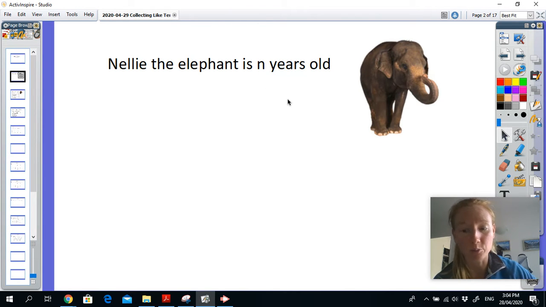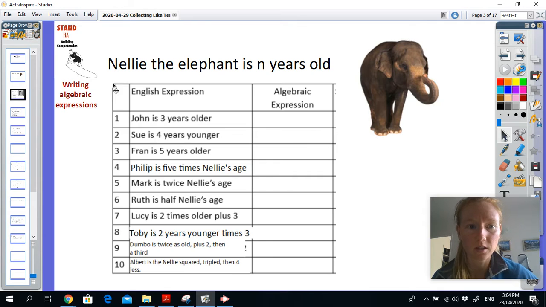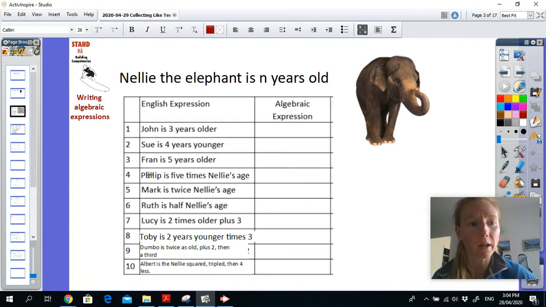So this is all algebra is. If we don't know how old someone is or the value of something, we just give it an algebraic name. So we don't know how old Nellie is, so we've called her n years old. And essentially that is all algebra is, an unknown value. So for our first task, we're going to use Nellie's age to write some expressions for some other elephants.